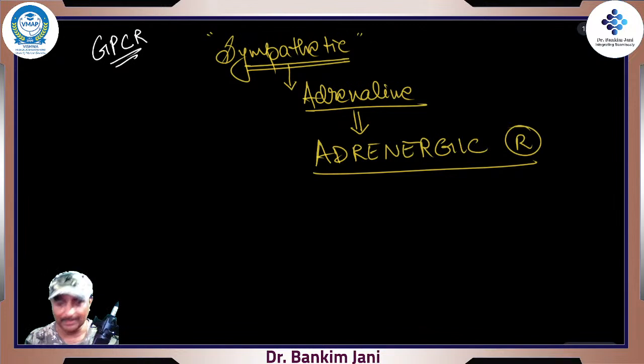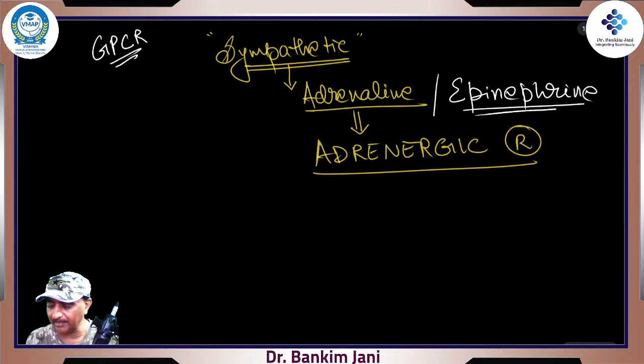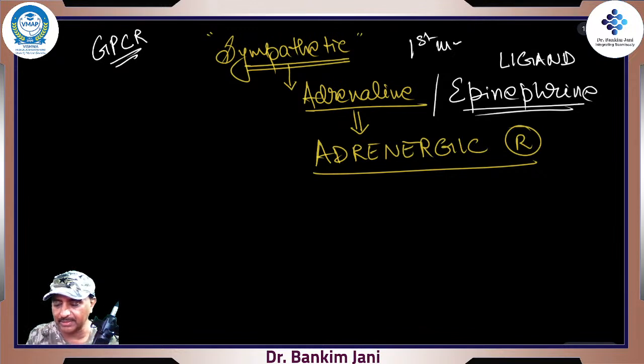Adrenergic receptors are those receptors which will be understanding the adrenaline, or the noradrenaline, and the chemical would be epinephrine, right? So epinephrine is our chemical, and this chemical is nothing but the ligand, right? Our ligand is epinephrine, which is outside the cell, so we'll call it a first messenger. Perfect. It is our first messenger.